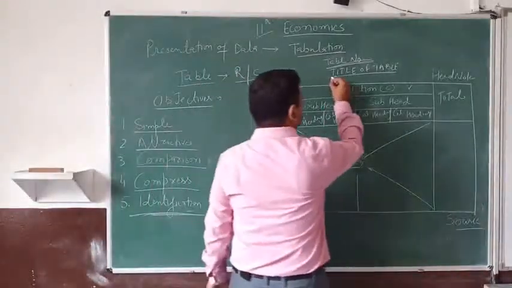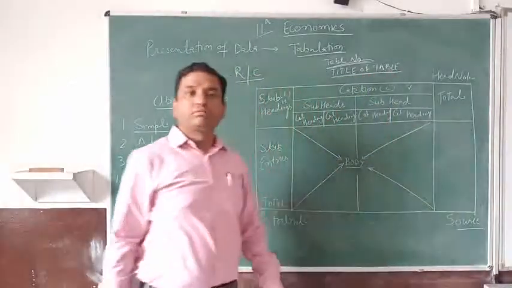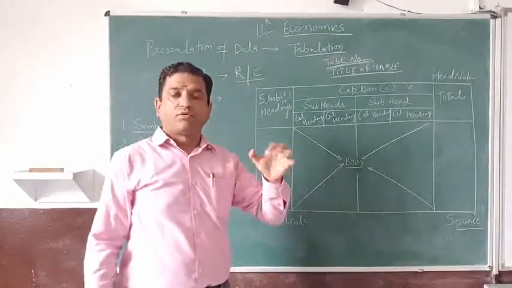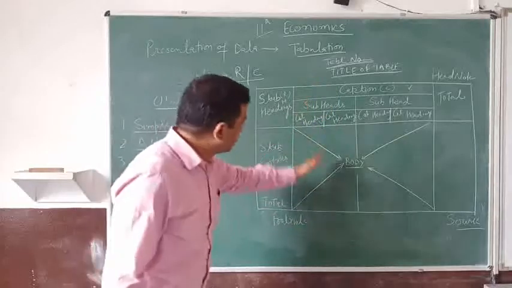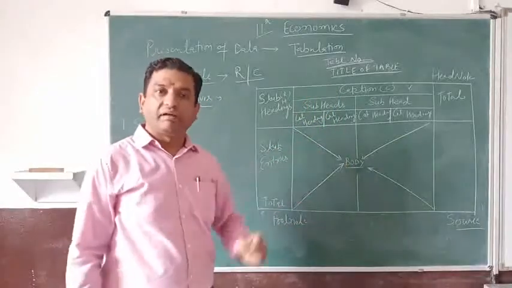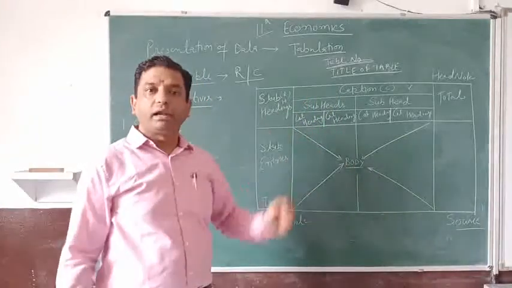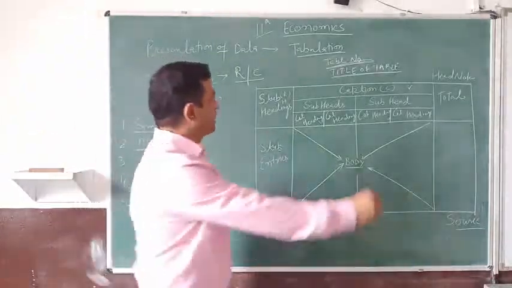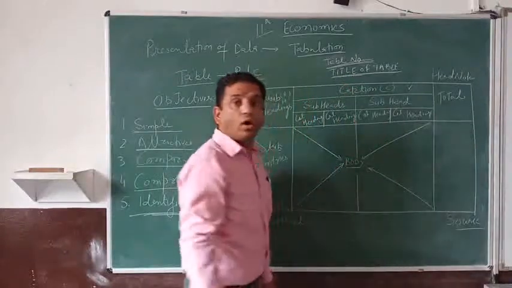Next is title of the table. Title of the table stands for the detail of the purpose for which you have prepared this table, like population table, like marks obtained table, like education literacy rate table. This is the title, the name of this table.